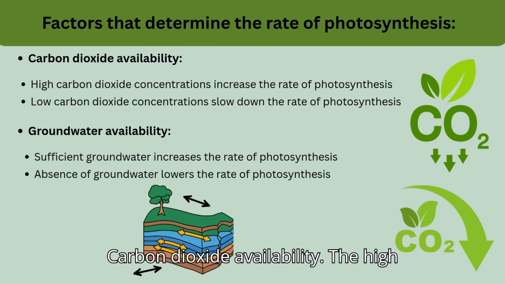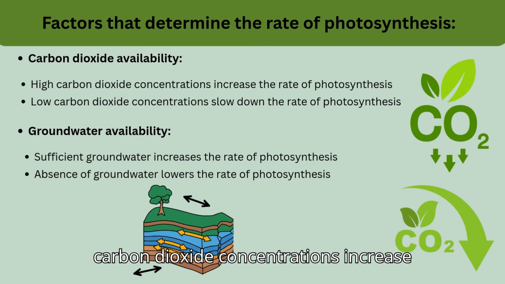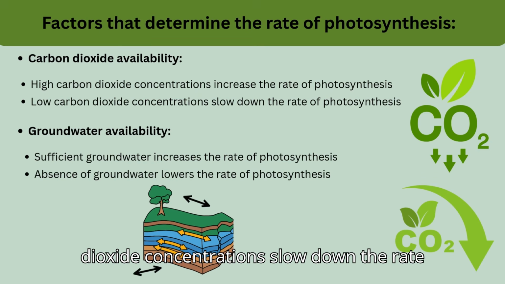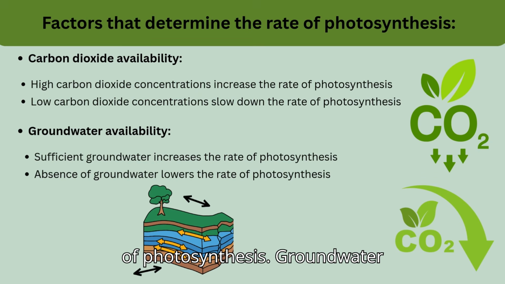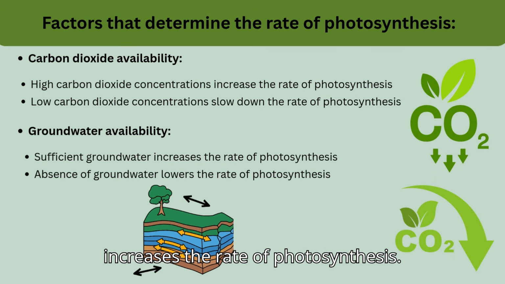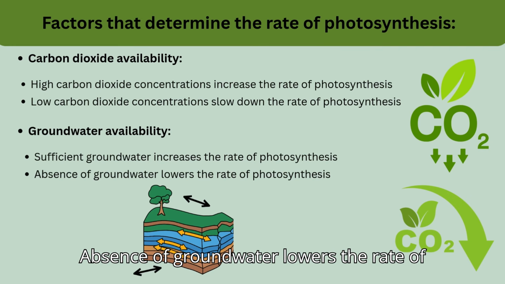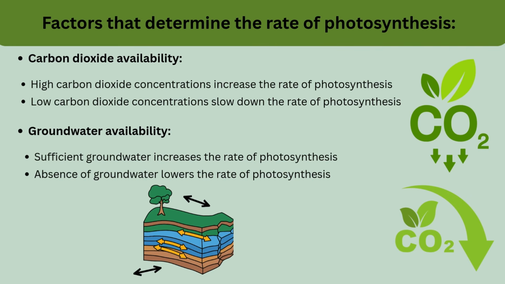Carbon dioxide availability: high carbon dioxide concentrations increase the rate of photosynthesis. Low carbon dioxide concentrations slow down the rate of photosynthesis. Groundwater availability: sufficient groundwater increases the rate of photosynthesis. Absence of groundwater lowers the rate of photosynthesis.